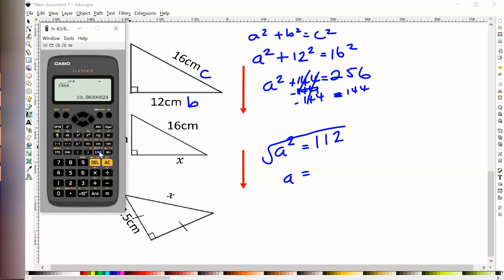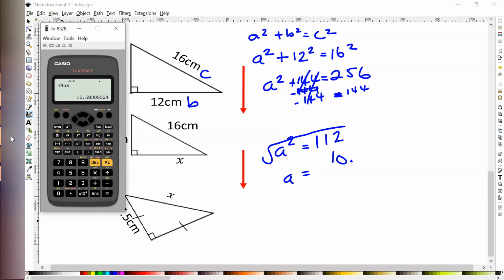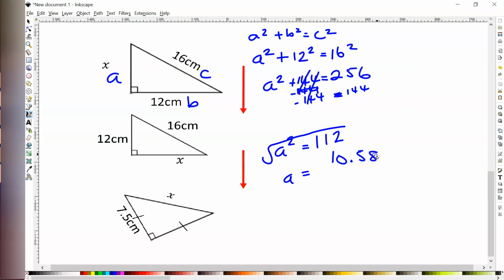is 10.583 to 2 decimal places, that would be 10.58. So this side here that we're missing is 10.58. Okay, on to the next one.